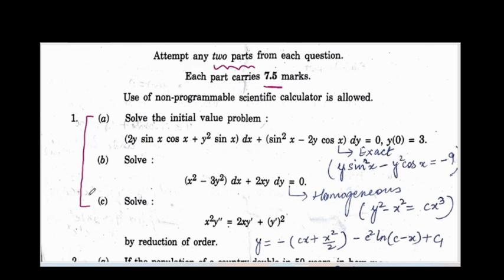So 90 marks, 6 questions, every question having an internal choice, 3 parts in every question, and you were to do any 2. So let's quickly flip through the question paper. I'm going to give you hints in between here and there so that you are able to tally your answers when you solve it. And you can see that non-programmable scientific calculator is allowed here.